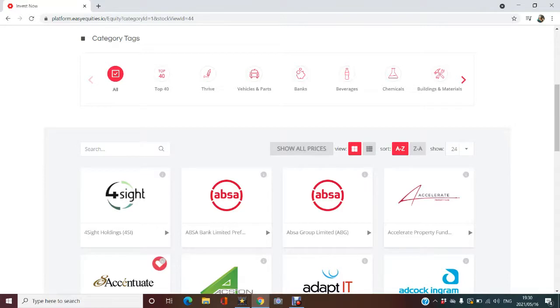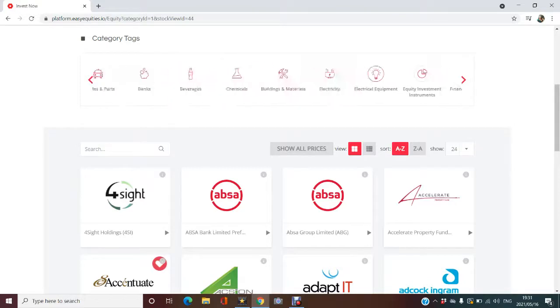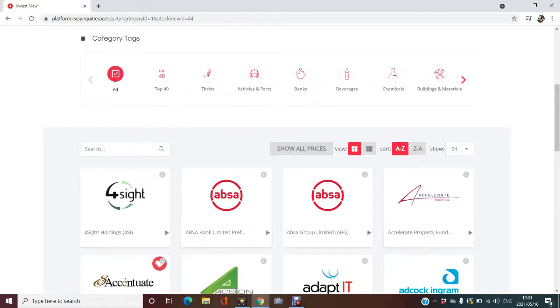You can see there are different sectors: your chemicals, your beverages, your foods. So if you know that there's an industry that is booming, you can just go there, check out the companies that are on there, and see what to buy. It makes it easy to sort.